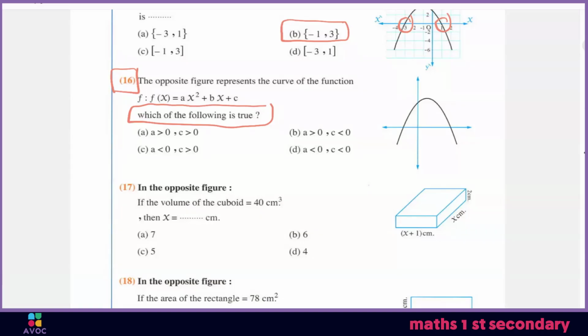I told you that if the curve is downward, this means a is smaller than 0. Okay, c is the y-intercept. The curve intersects, this is the x-axis and this is the y-axis. The curve intersects the y-axis here. So is this the positive part or negative part? Positive part. So c is greater than 0. So the right answer is letter C. Okay? Do you understand? Okay.